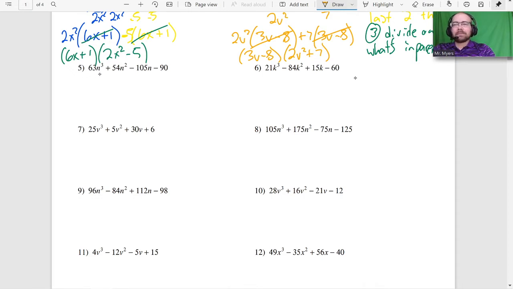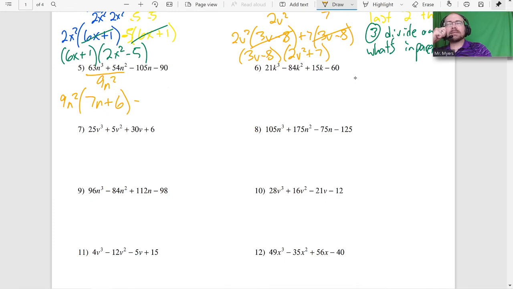Let's see, number 5. 63 and 54. Man, what did they have in common? 9. They have 9 in common. Yeah. So 9n squared. Take out a 9n squared. 63 over 9 is 7. 54 over 9 is 6. Minus. These guys might go into 9 as well. Does that go into 9? No, that does not go into 9. It does go into 3, though.